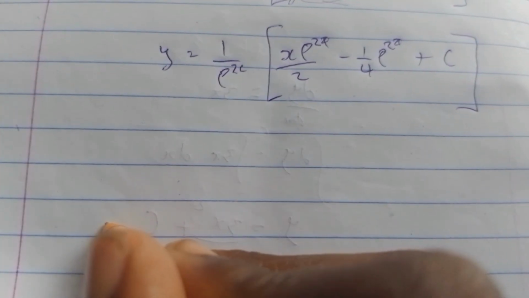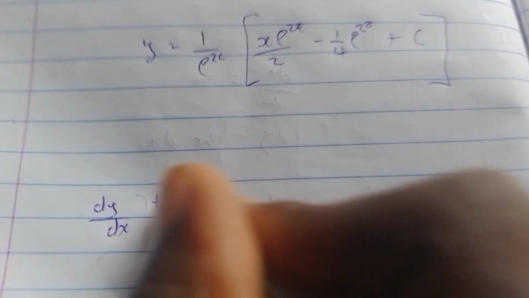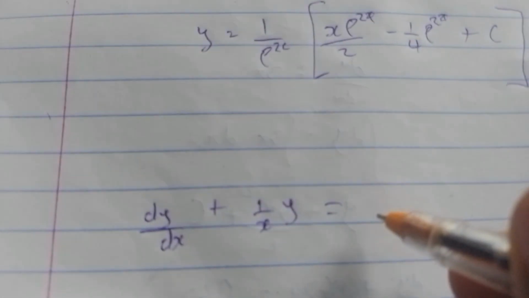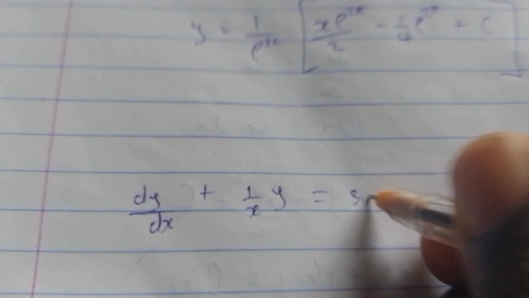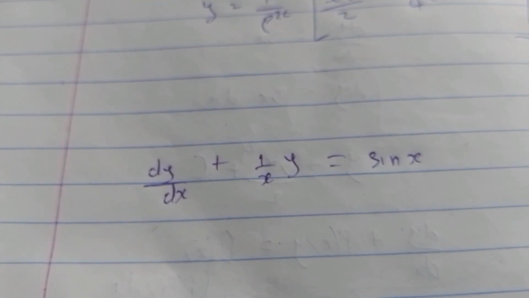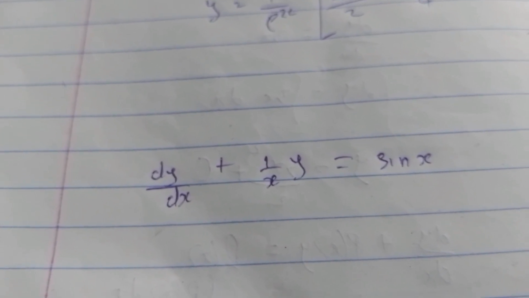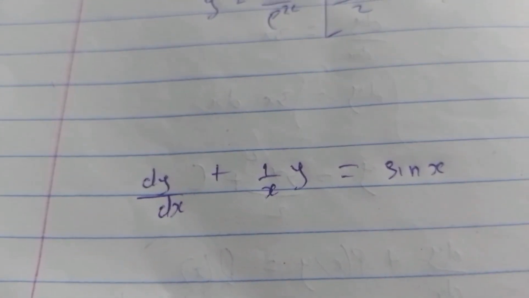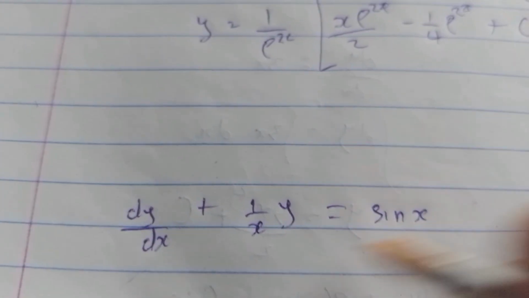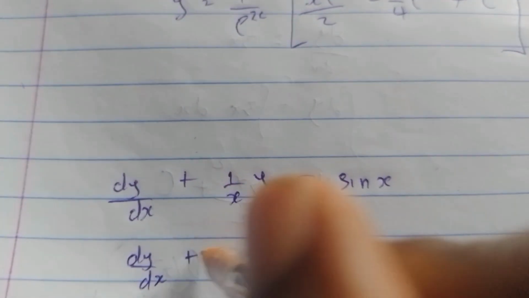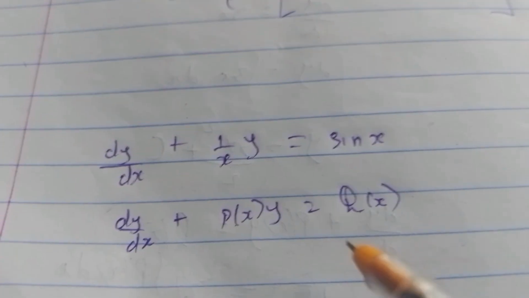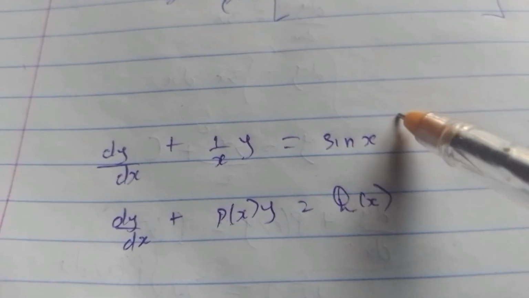Alright, so what if we have dy/dx plus 1 all over x times y is equal to, let's say, sine x. Go ahead and pause the video and give it a try. Alright, so I'm not going to use the general method here. I'm going to use the formula. It's already in the form of dy/dx plus p of x times y is equal to q of x. It means that our p of x here is 1 over x, our q of x here is sine x.